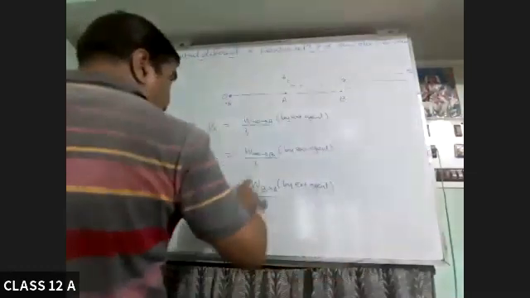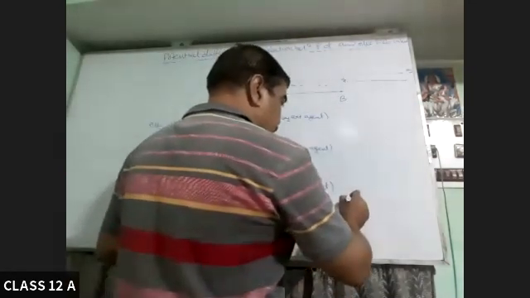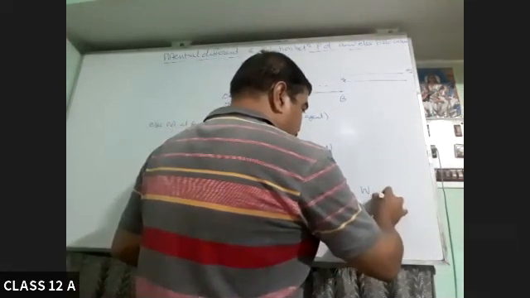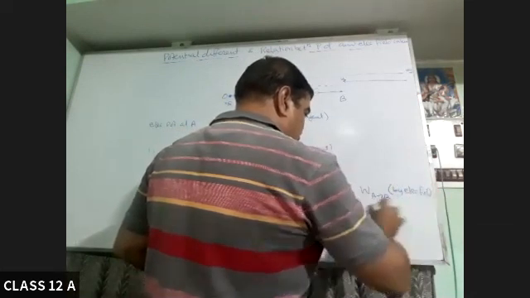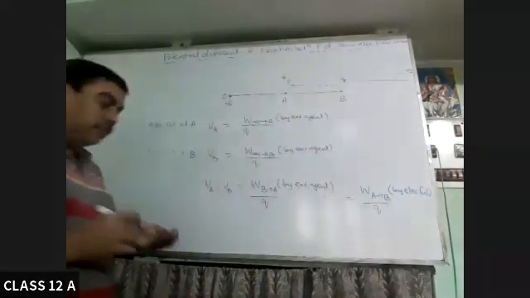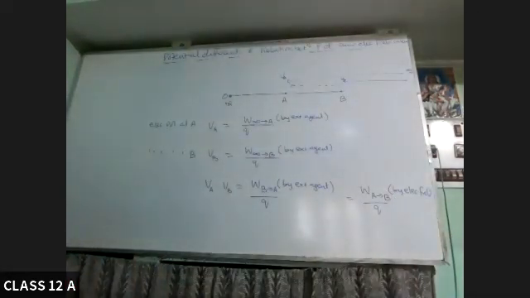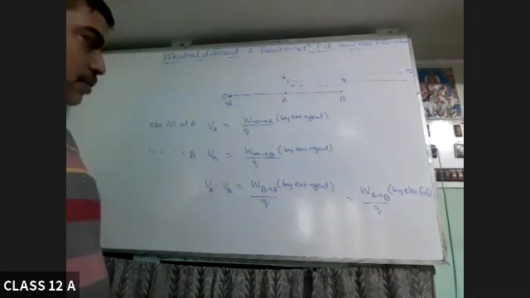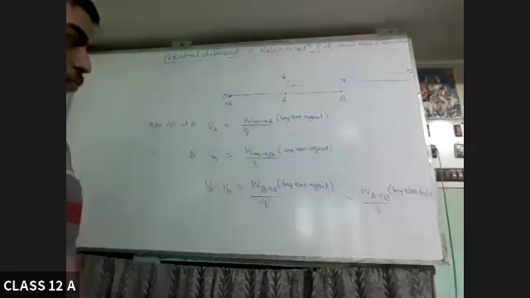So it is work done from B to A by external agent, or it can be work done from A to B by electric field. So this is an important formula. When you are asked to find work done in electric field, what we have to do?